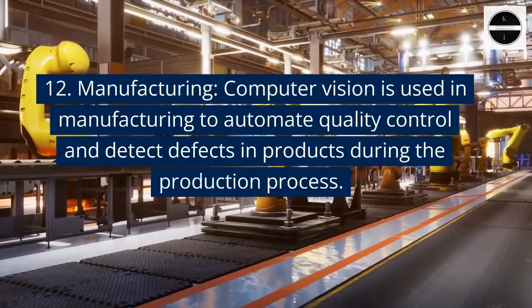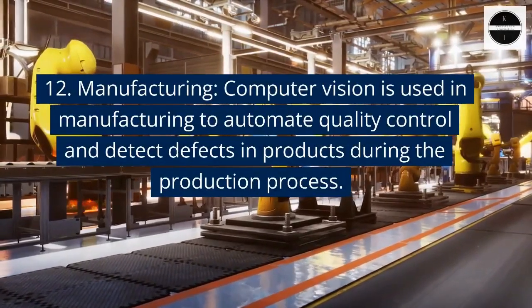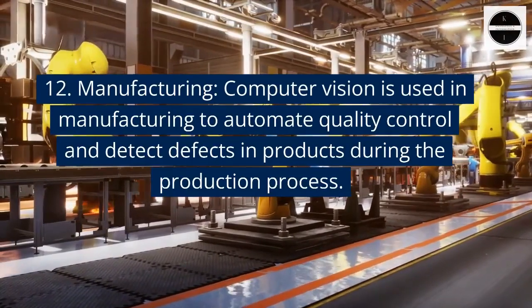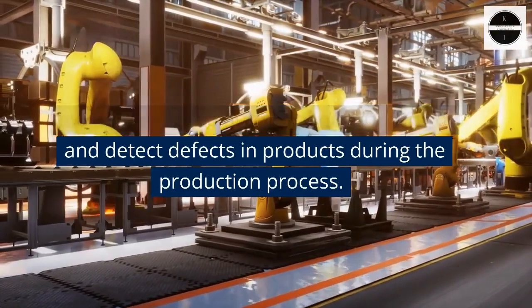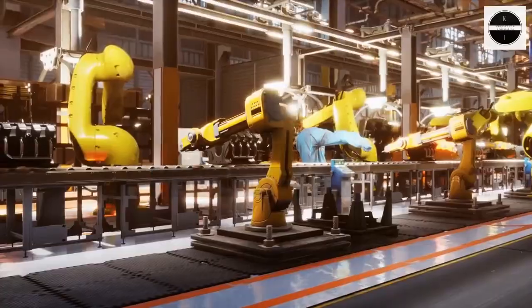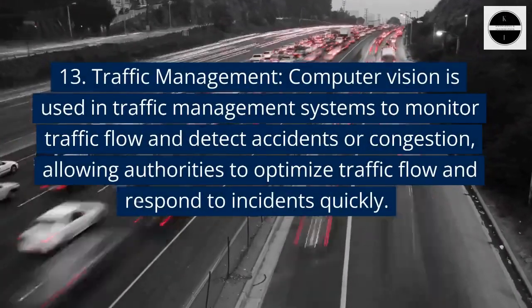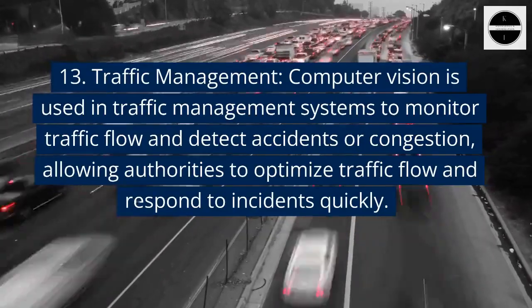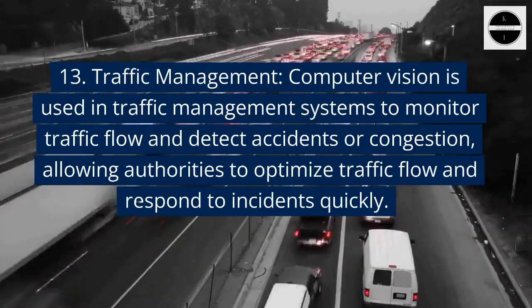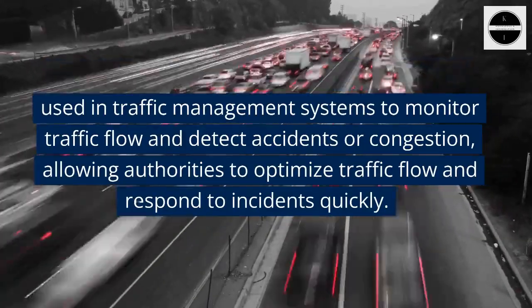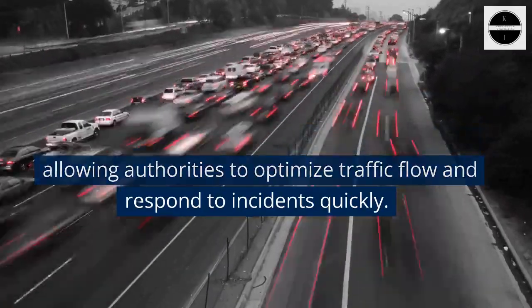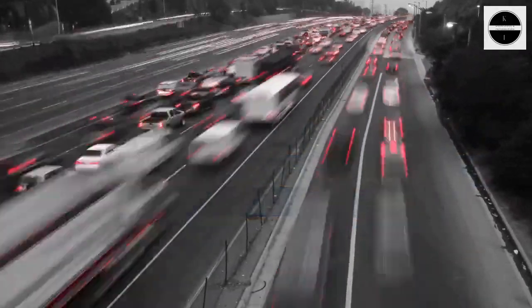12. Manufacturing. Computer vision is used in manufacturing to automate quality control and detect defects in products during the production process. 13. Traffic management. Computer vision is used in traffic management systems to monitor traffic flow and detect accidents or congestion, allowing authorities to optimize traffic flow and respond to incidents quickly.